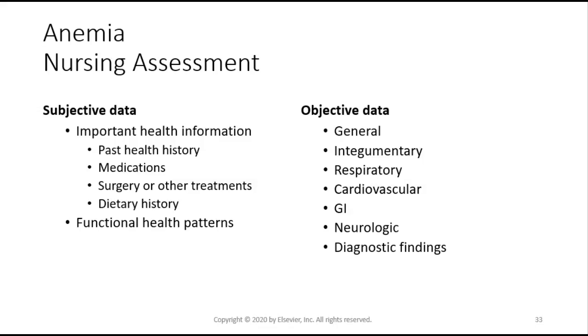And then objective would be their general appearance, their skin. Are they pale? Are they jaundiced? Respiratory, we want to know basically, are there effects on their cardiopulmonary system due to the anemia? Neurologic can basically signal to us what type of anemia we have going on, and then diagnostic findings, which we discussed in the first presentation.